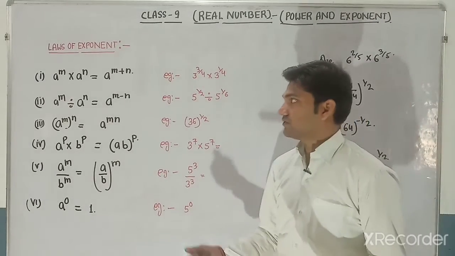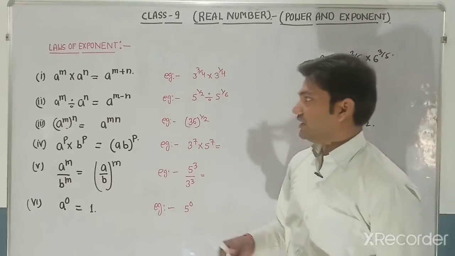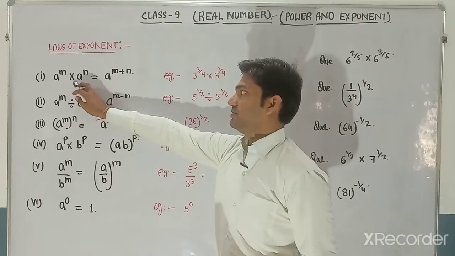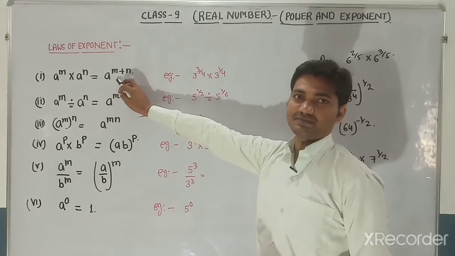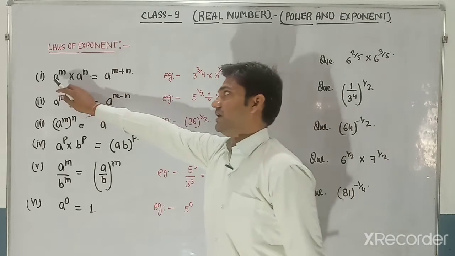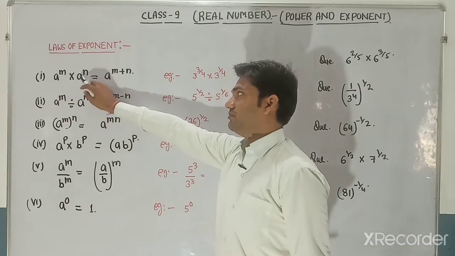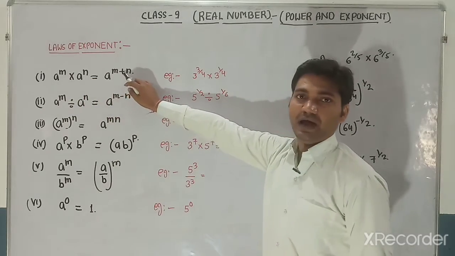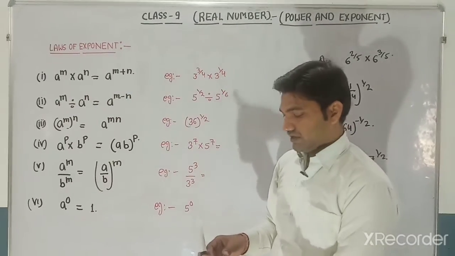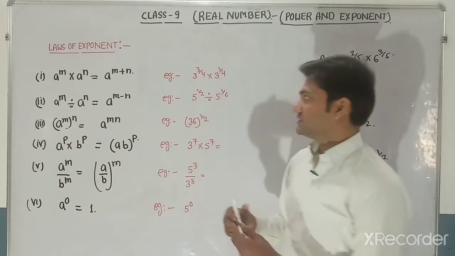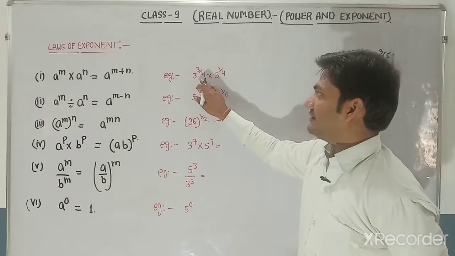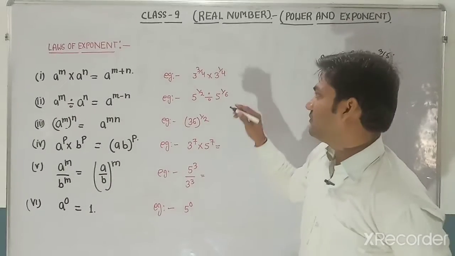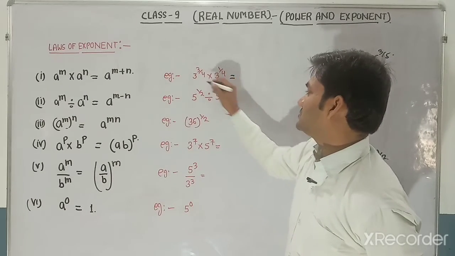First of all, rule number one: a to the power m into a to the power n is equal to a to the power m plus n. But how do we solve this type of question? An example is given: 3 power 3 by 4 into 3 power 1 by 4. Then how do we judge this question?